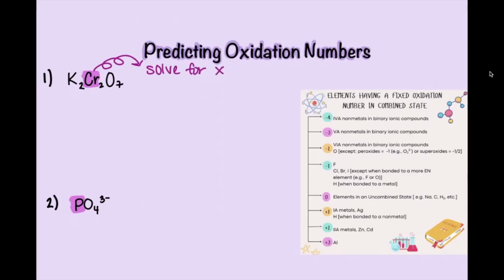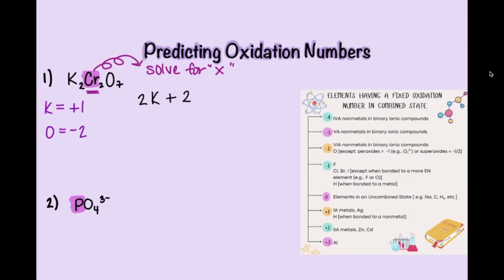Let's take this example. You want to find the charge for chromium because you don't know what chromium is. It's a transition metal. It can be +1, +2. You don't know what it is. We know potassium is in this chart, and K will always be +1 because it's in group 1A. And it says here that oxygen will have a -2 charge. So we're going to set this up like an algebraic formula.